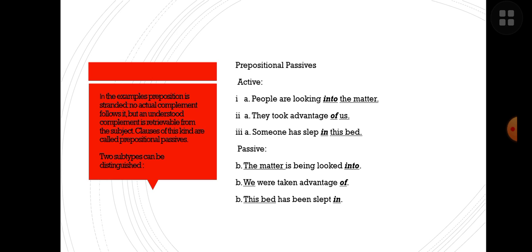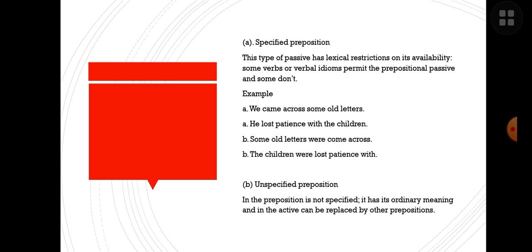Two subtypes can be distinguished. A. Specified preposition. This type of passive has a lexical restriction on its availability. Some verbs or verbal idioms permit the prepositional passive and some don't. Example: we came across some old letters. He lost patience with the children. Some old letters were come across. The children were lost patience with. B. Unspecified preposition. The preposition is not specified. It has its ordinary meaning and in the active can be replaced by another preposition.